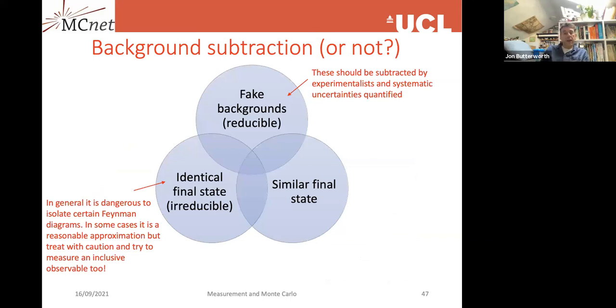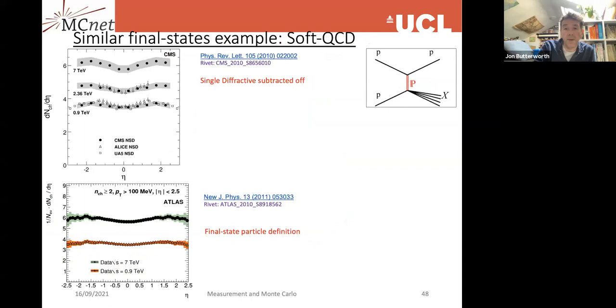So, in general, it's dangerous to isolate certain Feynman diagrams. It's not a physical thing to do. Remember, they're amplitudes, not cross sections. So in some cases, it's a reasonable approximation, but you've got to treat it with real caution, and it's always better to try and draw the line and have an inclusive observable first, and then maybe mix in some interpretation as you try and extract more information from it.